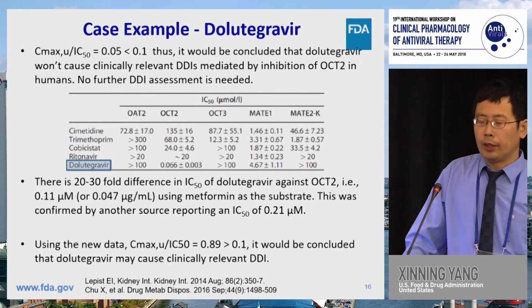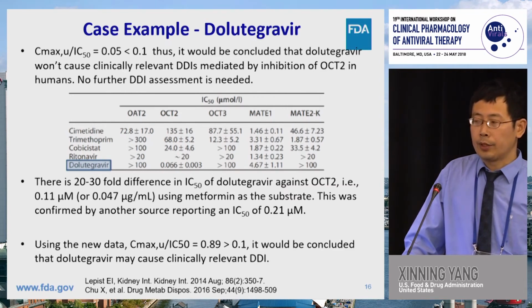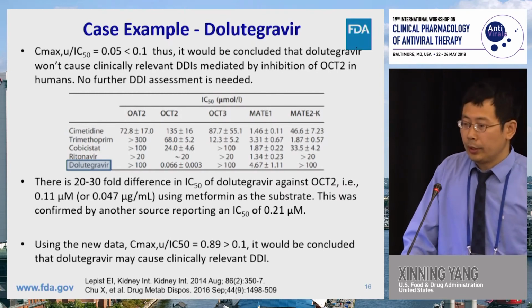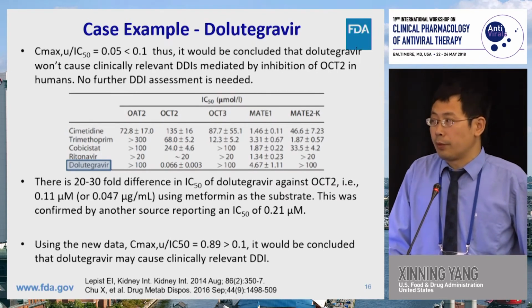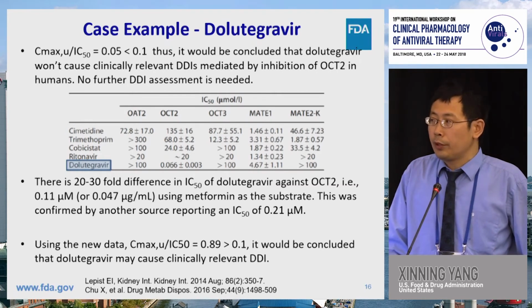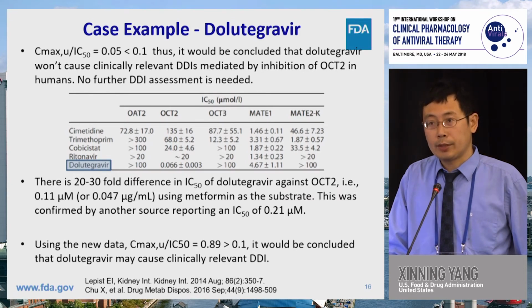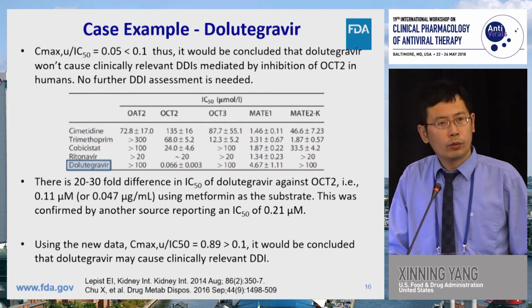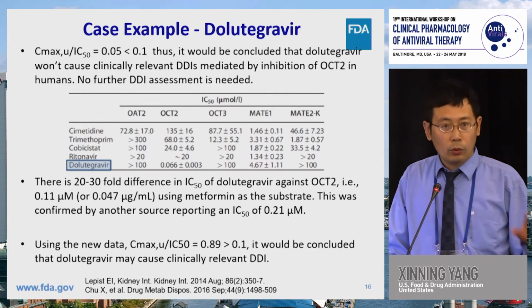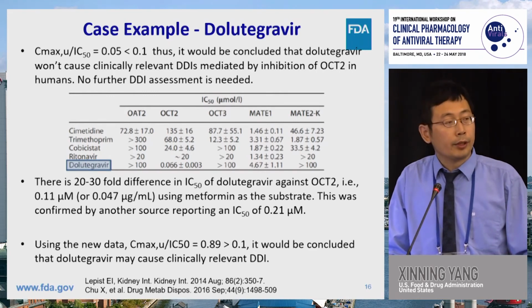However, a little bit later on, there's a literature published in Kidney International journal. This is from Gilead people, dolutegravir is from GSK. And they found quite different results. If you look at this table at the bottom, dolutegravir actually inhibits OCT2 with a much lower IC50, that's 0.066 micromolar. So that's about 20 to 30-fold less than the IC50 determined from GSK. So the lower the value is, the more potent the inhibitor is.